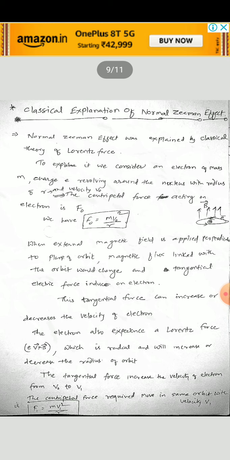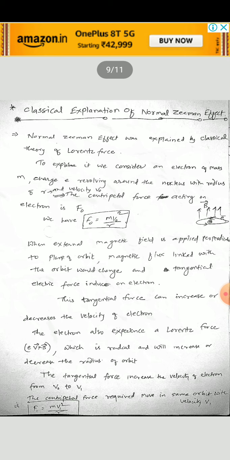The electron experiences a Lorentz force, which is equal to charge, velocity and magnetic field, a cross product: e V cross B. This force is radial, and it would increase or decrease the radius of the orbit. In the first case, we consider the tangential force increases the velocity of the electron from v0 to v1, so the final centripetal force is needed to move the electron in the same orbit with velocity v1.